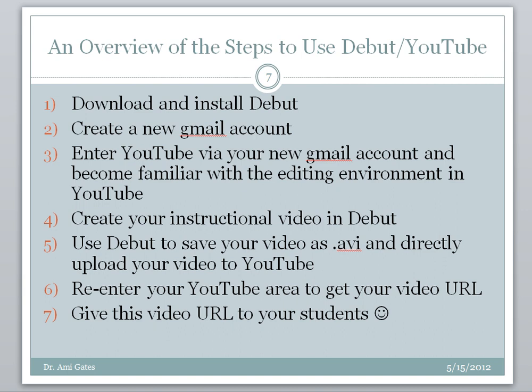Number 5, we're going to use Debut to save that video as a .avi, which is one of the extensions that we can directly upload into YouTube. Number 6, we're going to re-enter YouTube after we upload our video, and we're going to explore the YouTube area and make sure that we can find the URL of the video that we just uploaded. And finally, this is the URL that we can give to students or other people who might want to view our instructional videos. Alright, let's get started.